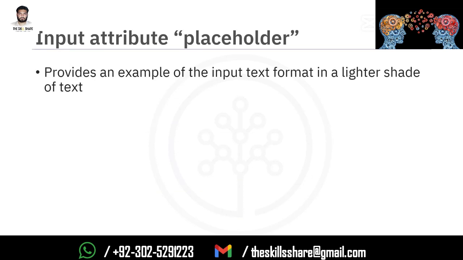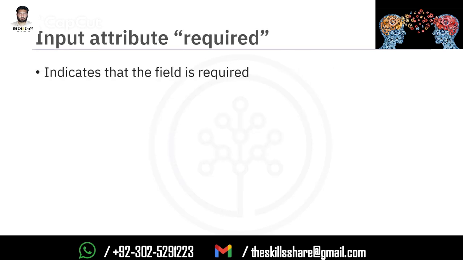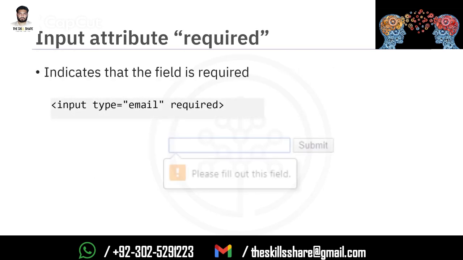Placeholder text is used to provide hints of what the input text format looks like. The placeholder fills the input text field with the example values in a lighter shade of text. The form does not submit the placeholder text value if the input text is not overwritten. The required attribute implies that some text must be typed.